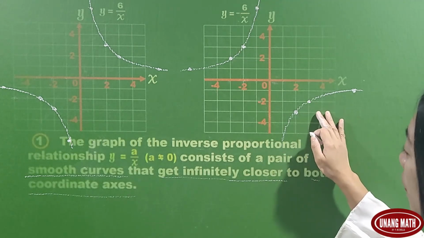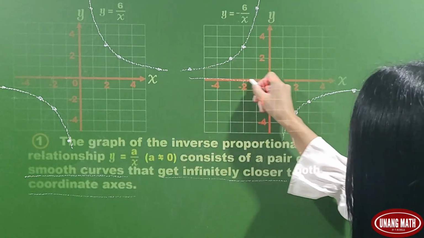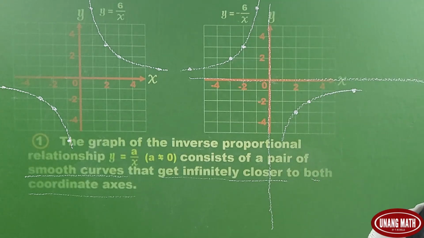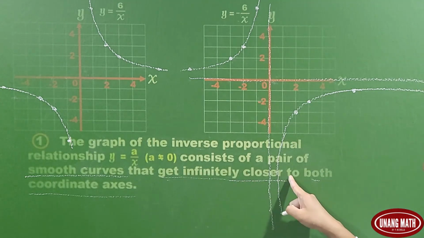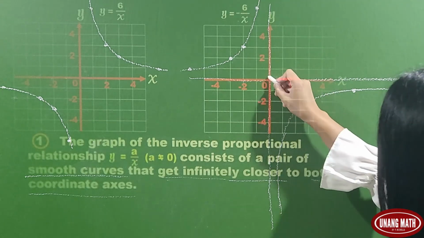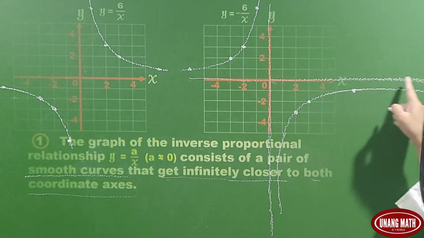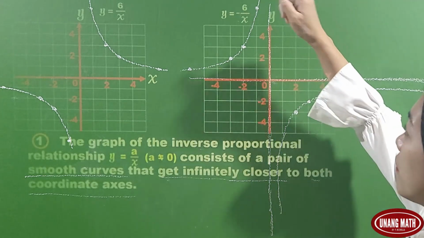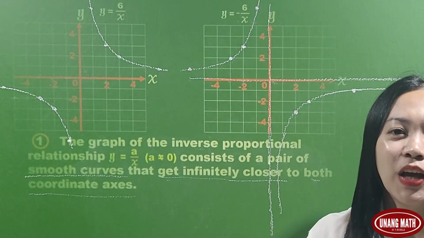And if you take a look at each graph, let's say for example, this graph. This is our x-axis. This is our y-axis. If we extend this graph, as you can see, it gets infinitely closer to the x-axis and y-axis. It's not going to touch the x-axis. It's not going to touch the y-axis. It's because the value of a and the value of x must not be equal to 0.